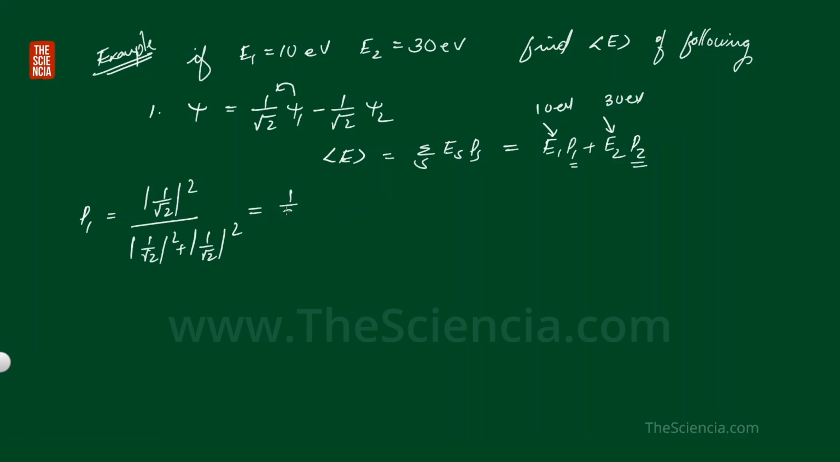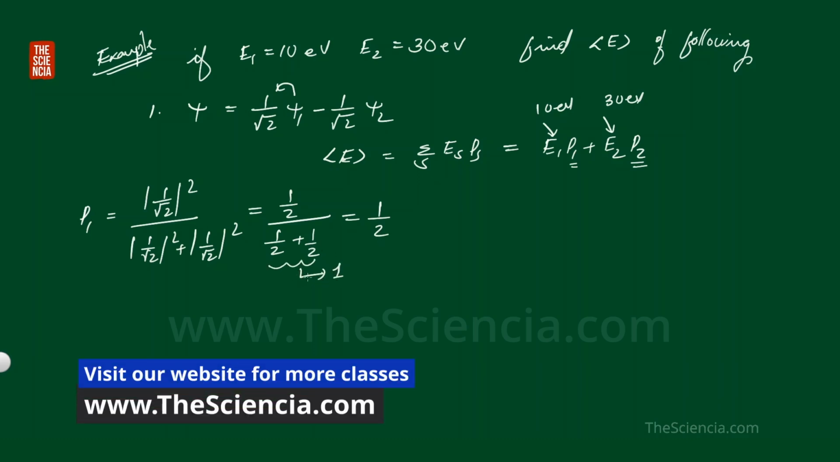That is, we get 1/2 divided by 1/2 plus 1/2, that is equal to 1/2. Here also this value is equal to 1, meaning the wave function is normalized. Okay, so we got P1.